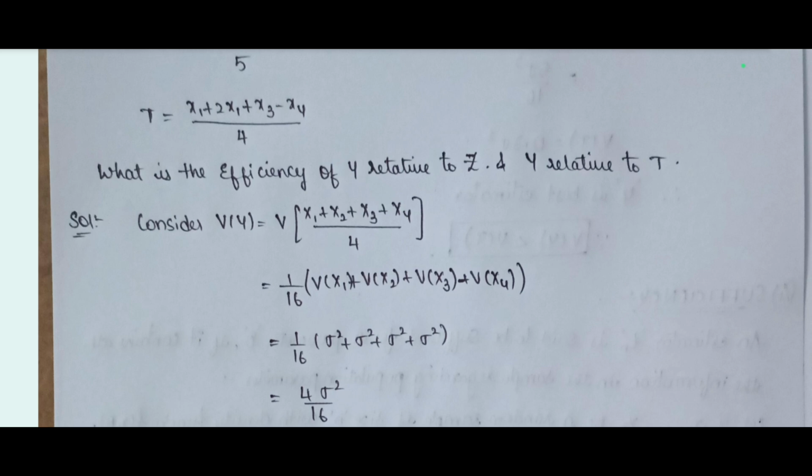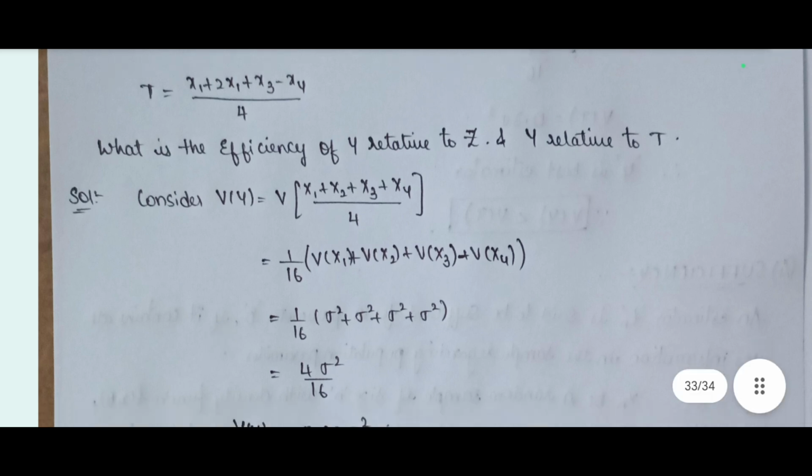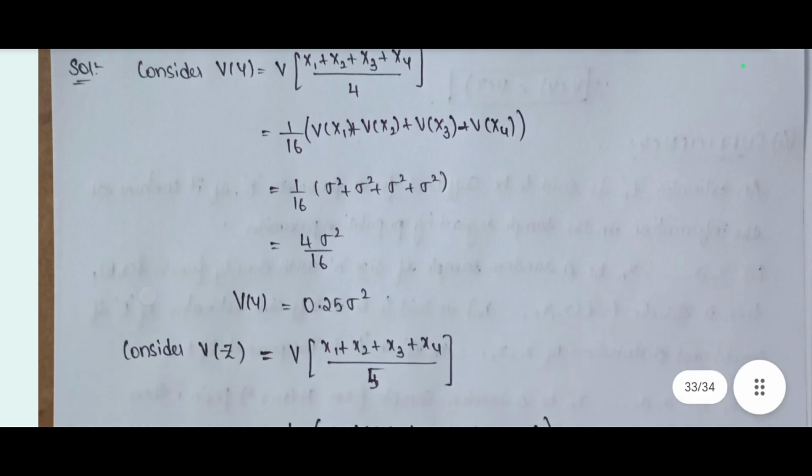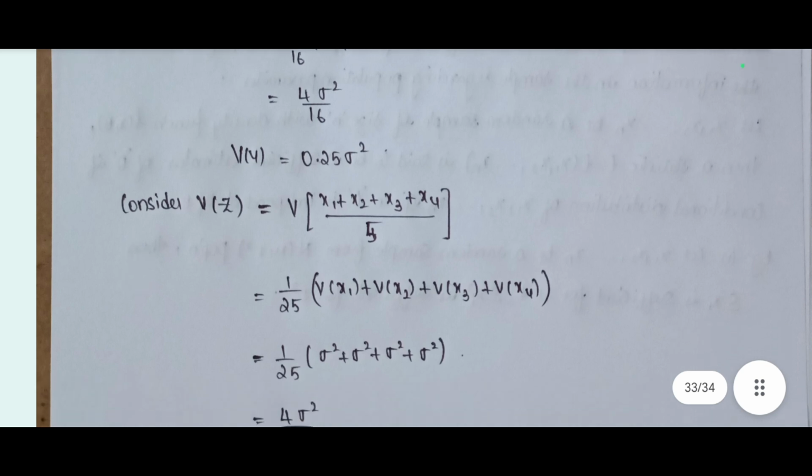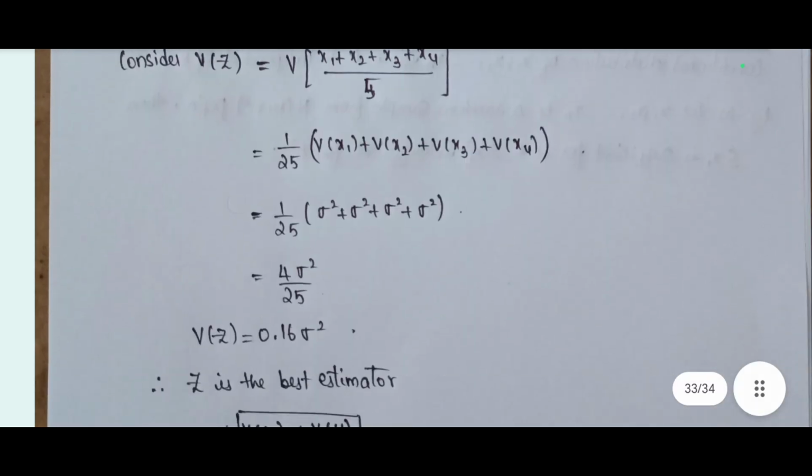So variance of y is the same, you got the value as 4 divided by 16, so that is 0.25 sigma square. Now consider the variance of z. So what is the z value they have given? x1 plus x2 plus x3 plus x4 divided by 5. So that is 1 divided by 25 of 4 sigma square. So that is 0.16 you got.